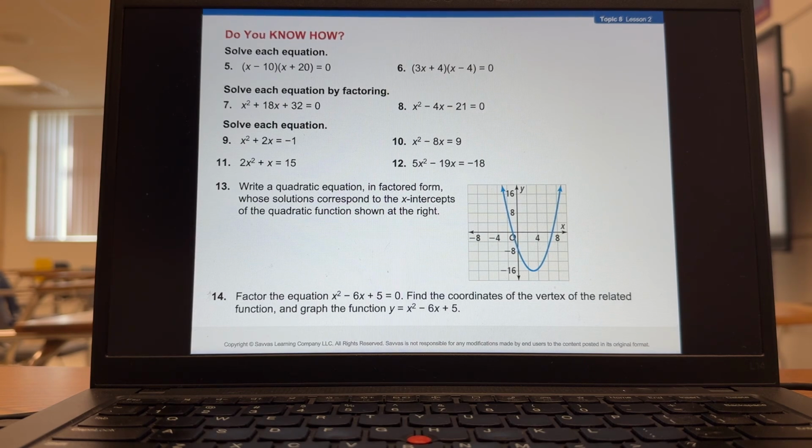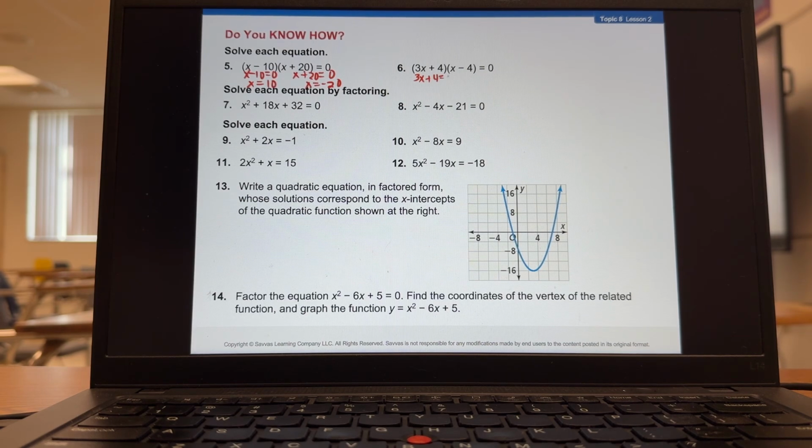Solve each equation. Don't know if I'm going to have enough room here. So that would be x minus 10 equals 0, and x plus 20 equals 0. This x would equal 10. This x would equal negative 20.